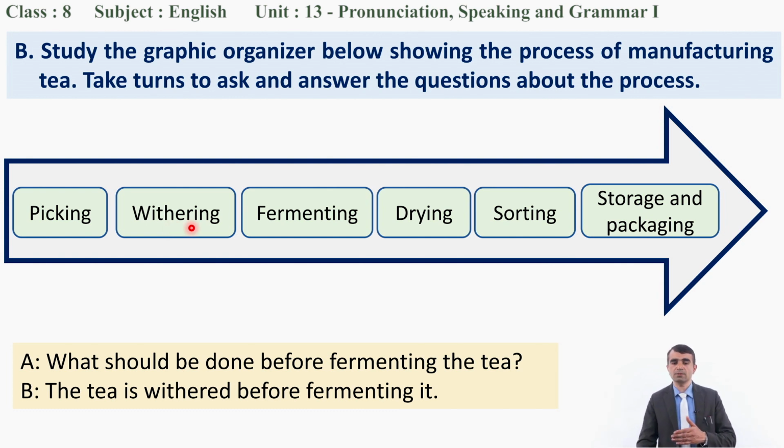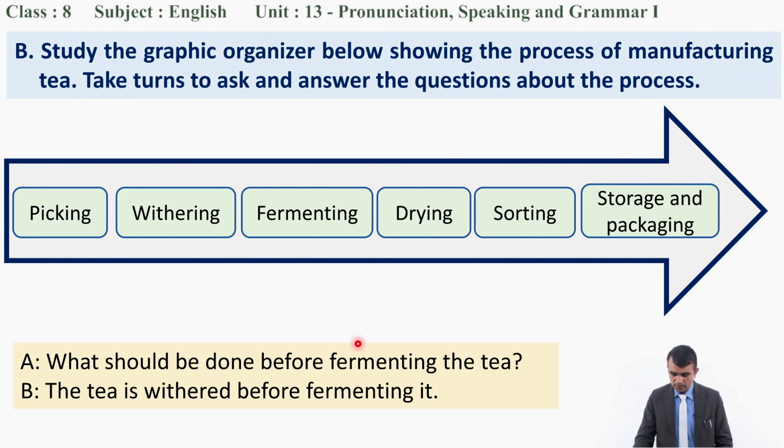Or you can ask about after. What should be done before or after fermenting the tea? After fermenting, drying. So you can ask about before, after. What is done in the third stage? What is done in the fourth stage? What is the first step? So you can ask about first, second, third, fourth, fifth, which stage. Similarly, what is done before, what is done after, that sort of question also you can ask.